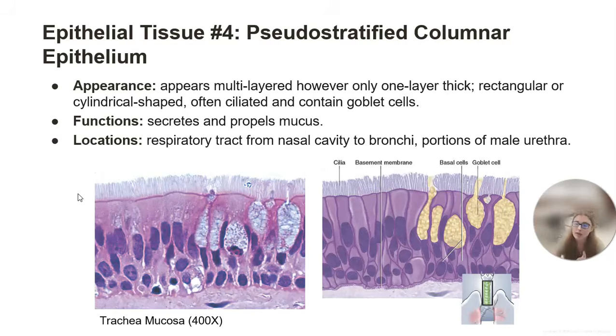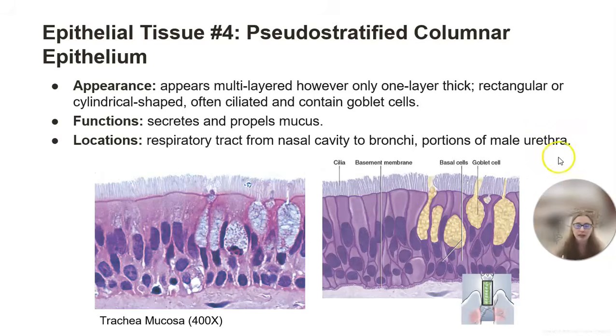We also are going to find this tissue in portions of the male urethra. Now, if you think about it, the male urethra is going to have to do functions like allow urine to pass, but also is involved in reproductive processes where we're going to want to move things like sperm along that structure.